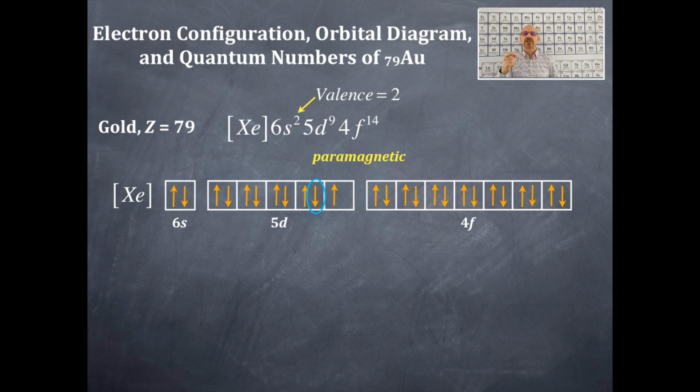So what's the number designation for a D? Remember, the S's are 0, the P's are 1, the D's are 2. So it's an L of 2.